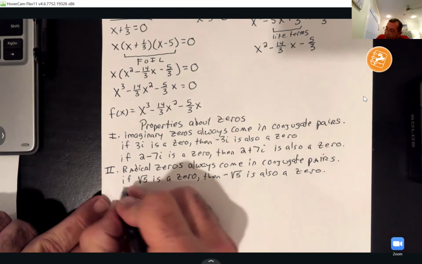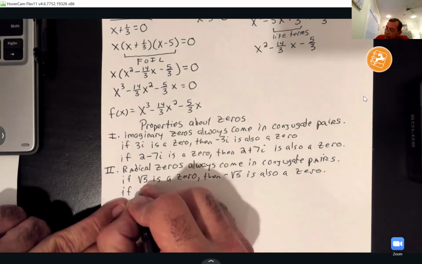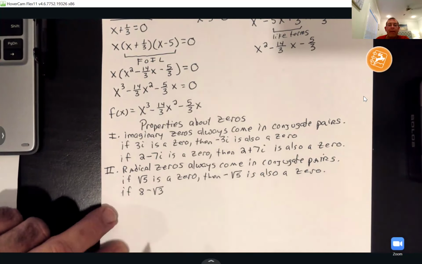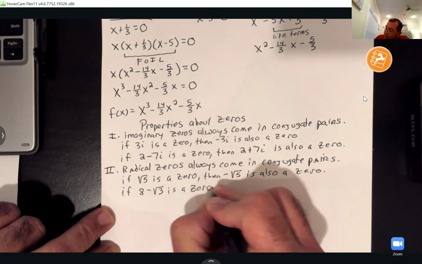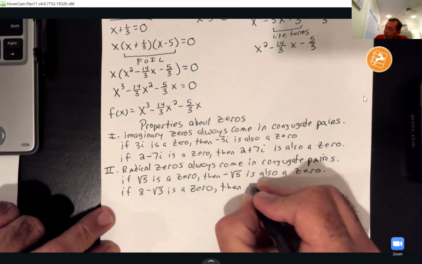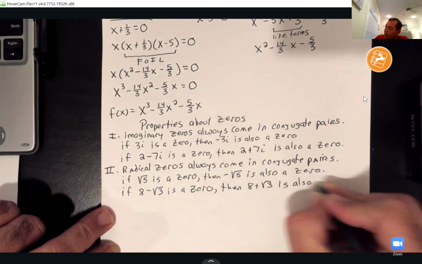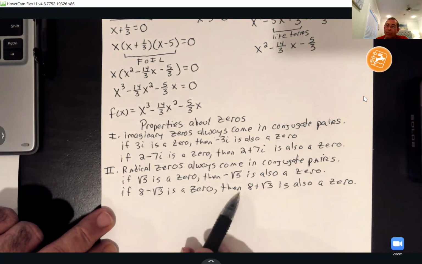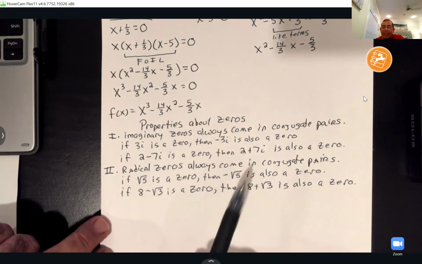What if they got something like this? How about 8 minus square root of 3? If 8 minus square root of 3 is a 0, then 8 plus square root of 3 is also a 0. Notice, the only sign that changed was the radical stuff. The 8 did not change signs. Just like up here, the 2 didn't change signs, only the i stuff, okay?